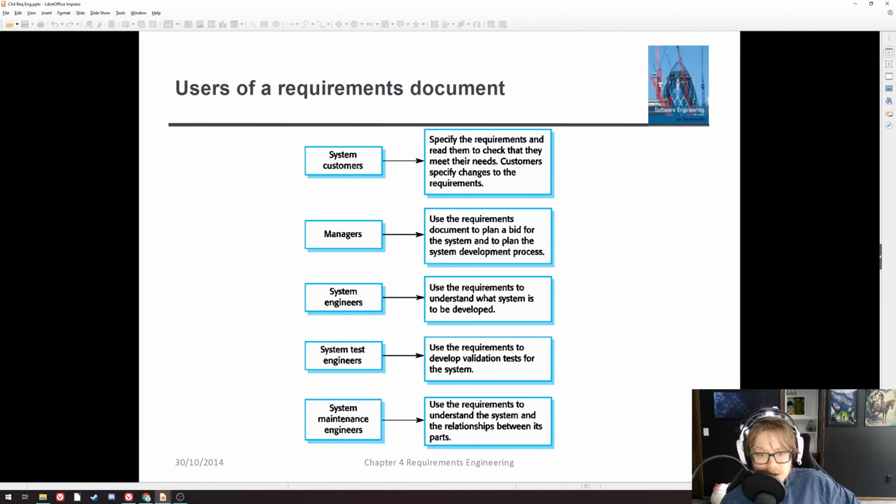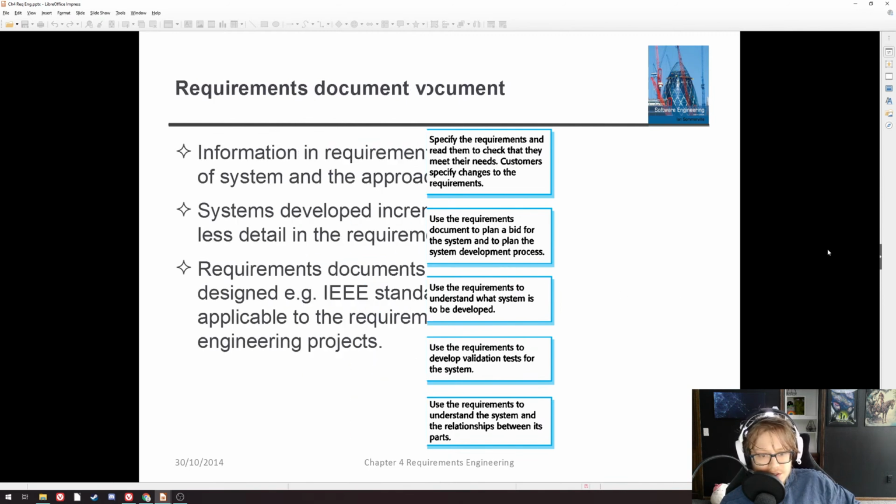And then, of course, we know that different people will read the requirements documents. So customers might read them to make sure that all of their needs have been met and everything is delivered as they ordered it. Managers might read it to plan a bid for the system. Engineers, of course, will read it to understand what it is that they're actually supposed to do. And then test engineers, which are usually a different group of people than the regular engineers, will read the requirements to develop tests for the system. And of course, maintenance engineers, obvious reasons again, will read it to understand the system further.